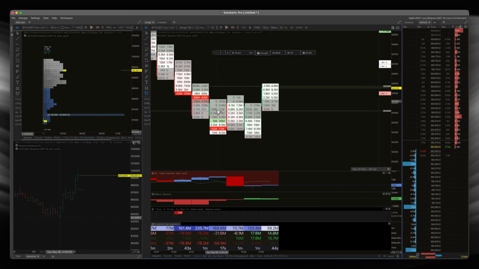These are getting eaten up, and otherwise it would have spread through the books. This is why I don't necessarily need to see the heat map. The heat map is good if you want to see people flashing orders here, flashing orders there. They put an order in the book, they pull it. They put an order in the book, they pull it. And you can see it in a nice heat map style.